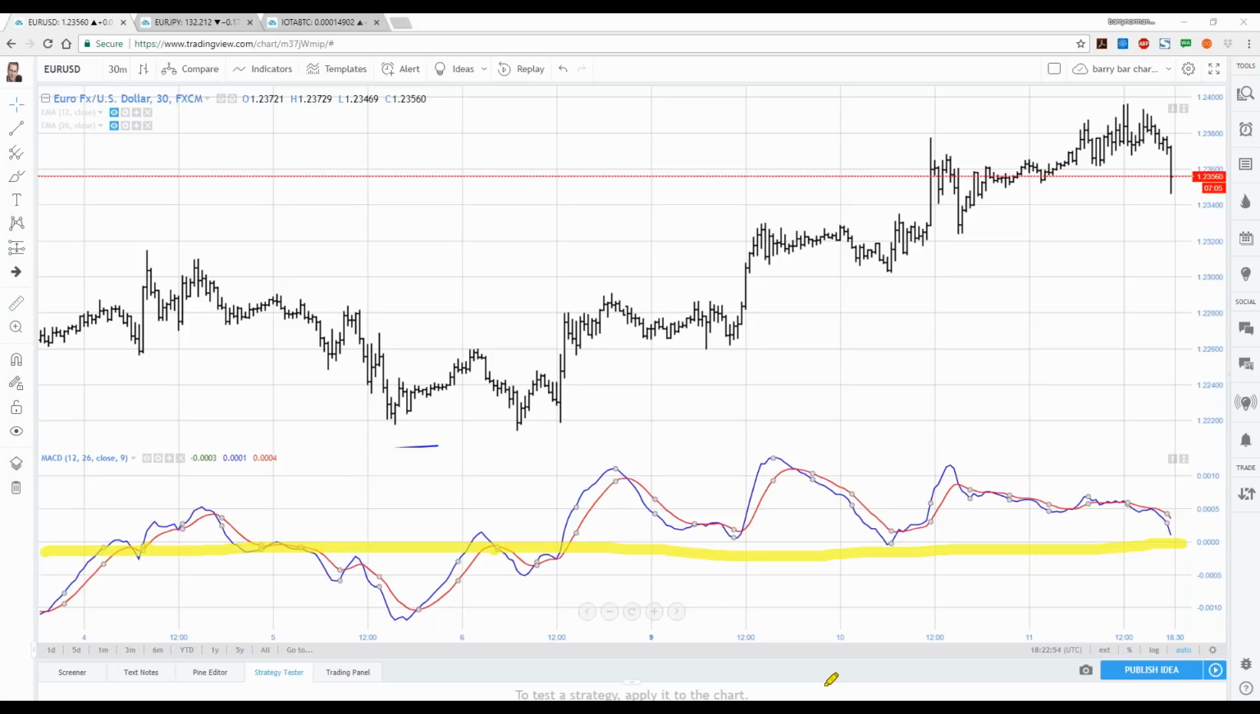Whenever two things cross, they're equal to each other, so the difference is 0. So whenever the two lines cross, we know that they're 0. If they cross a move above, we get one signal. If they cross a move below, we get another.